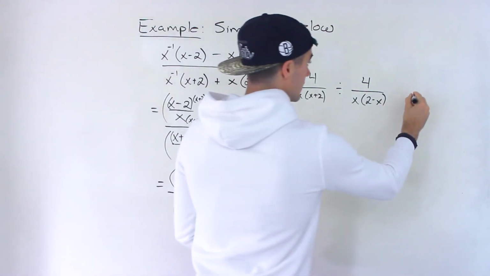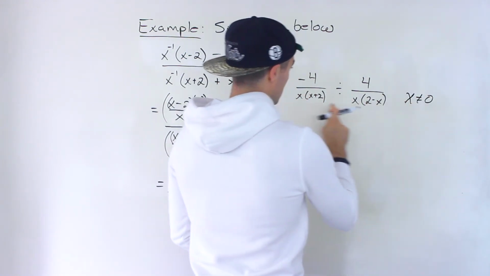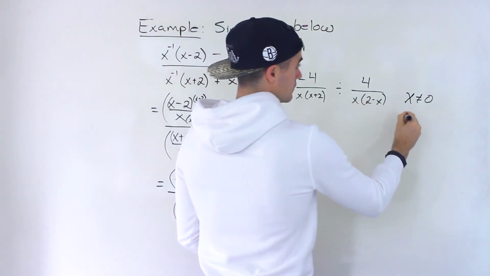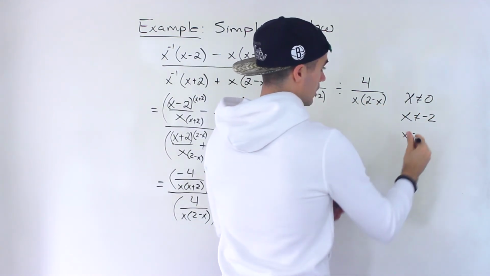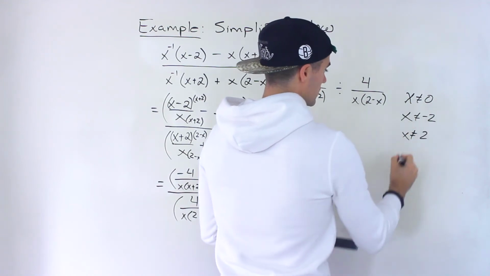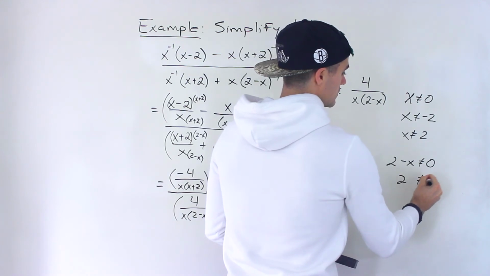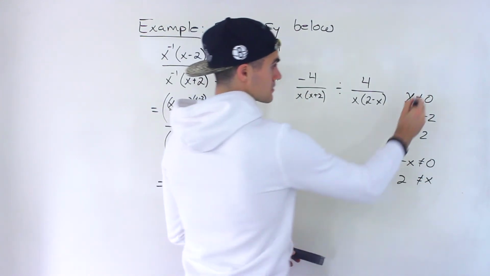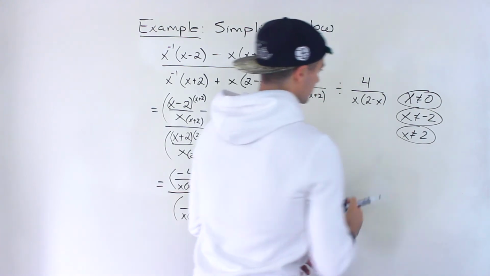So notice that x can't be 0 from these two x's. X can't be negative 2 from that bracket. And then x can't equal positive 2. It's harder to see, but basically 2 minus x can't be 0, which means 2 can't equal x. So those are the 3 restrictions.